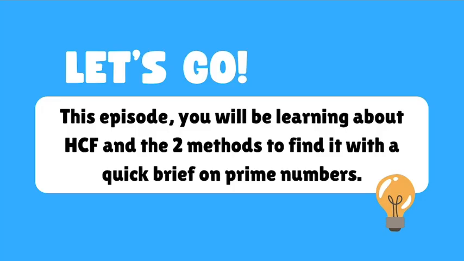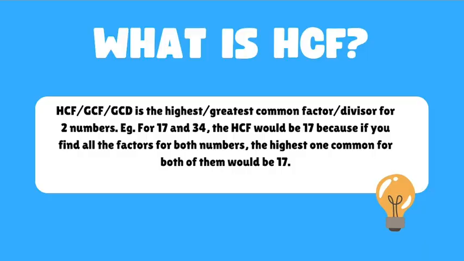You might remember it from the previous episode, and the two methods to find it with a brief on prime numbers. So first, what is HCF? This is just going to be a quick revision. HCF, also known as GCF or GCD, is the highest or greatest common factor or divisor between two numbers. For example, 17 and 34. The HCF would be 17 because if you find all the factors for both numbers, the highest one common for both of them would be 17.